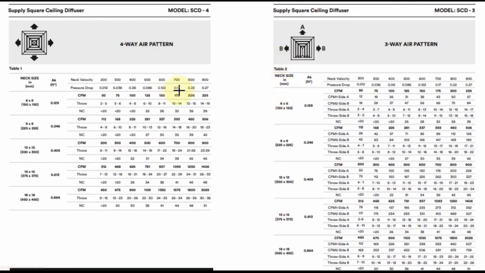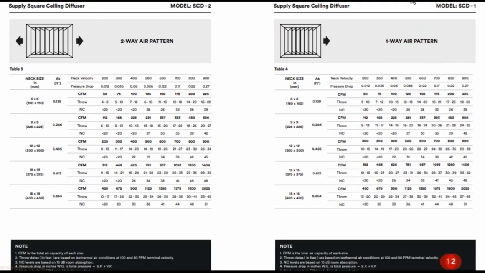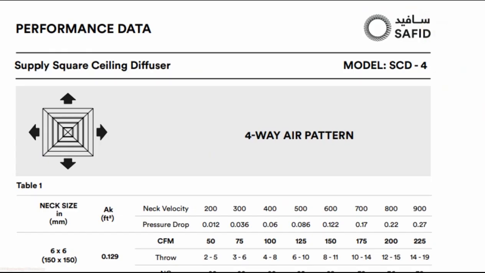Square ceiling diffusers are of 4 types. Number 1, 4-way air pattern that supplies air in 4 directions: 1, 2, 3 and 4. Number 2, 3-way air pattern that supplies air in 3 directions. Number 3, 2-way air pattern that supplies air in 2 directions. And number 4, 1-way air pattern that supplies air in only 1 direction. The selection process for all 4 types of square ceiling diffuser is the same. We will do our study for the 4-way air pattern type.